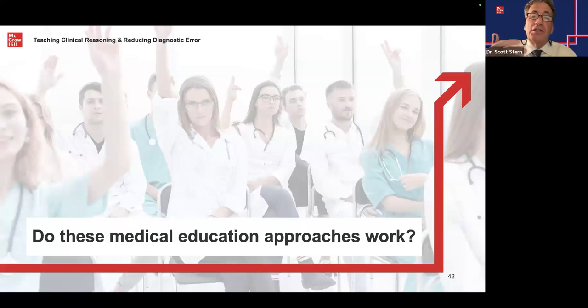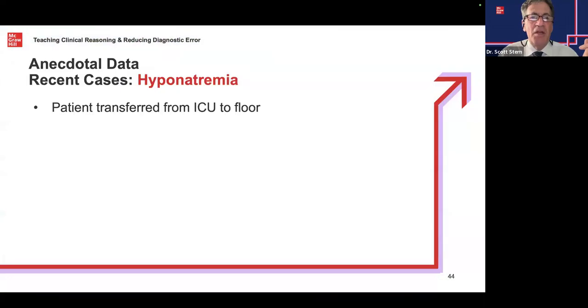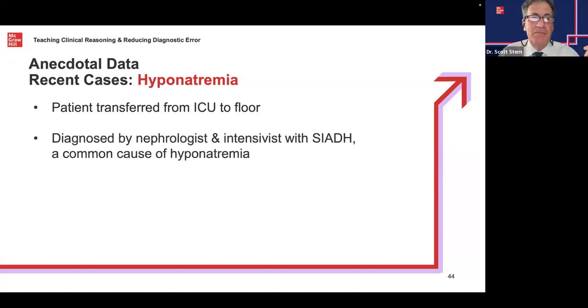So does this work? I'm happy to say I believe it does work. Let me show you some evidence. So first, a couple of anecdotal cases to just illustrate what I've seen. So we recently had a patient who was transferred from the ICU to the floor where we were on service. They were seen by the nephrologist and the intensivist on the floor, and they were, in the unit and diagnosed with SIADH, as you know, the most common cause of hyponatremia.